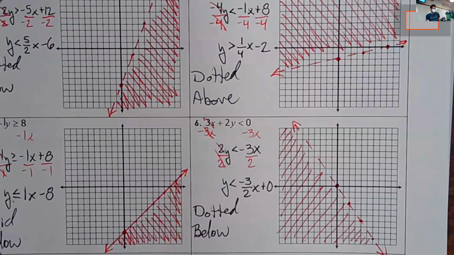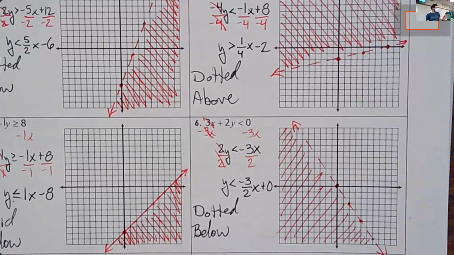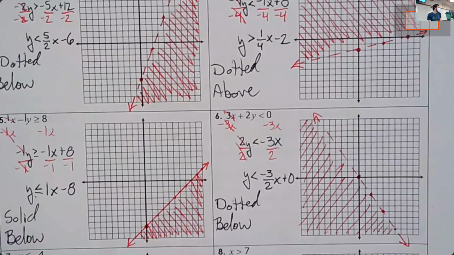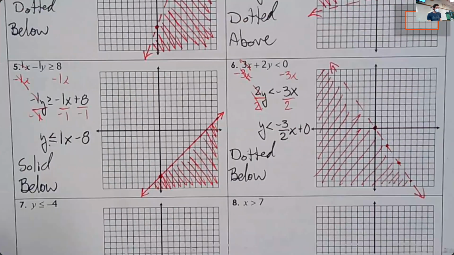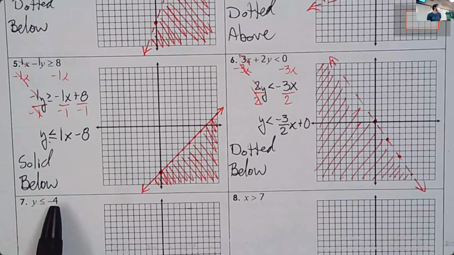All right, our last 2 questions. Here we go. Last 2, we got y is less than or equal to negative 4, and we have x is greater than 7. Now, these last 2 have some similarities to each other. Does anybody remember what happens if you have y and then just a number and then x and just a number?